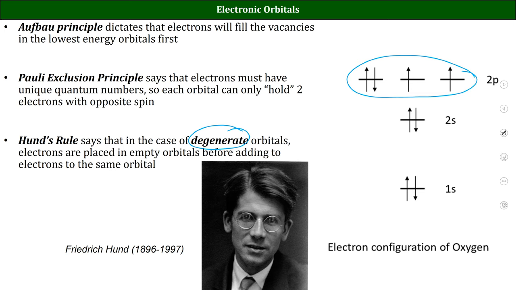It's what causes magnetism too, is that unpaired electrons with the same spin generate a magnetic field. So that's why we see some metals are magnetic and some metals aren't. It has to do with how many unpaired electrons you have that could have the same spin pointed the same direction.